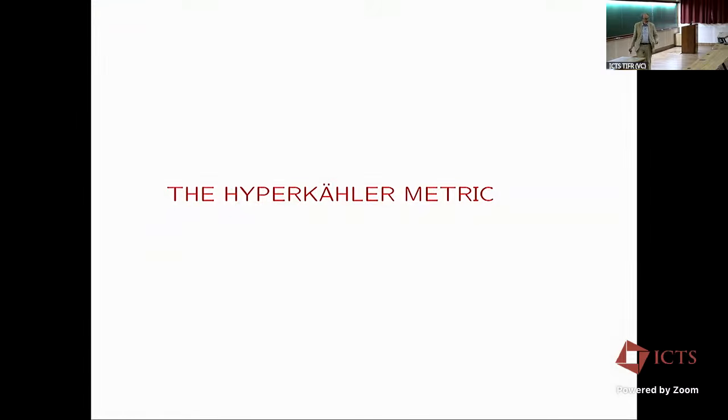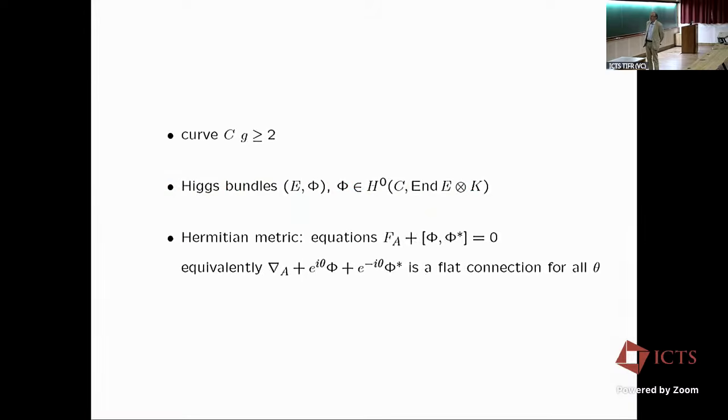basic interest in Higgs bundles. At least this original interest was the hyperkähler metric. And let me set the scene. So we have the usual situation of a curve of genus bigger than 2, Higgs bundles. So a Higgs field is a section of the endomorphism bundle twisted with the canonical bundle. And we've got the Higgs bundle equations here, which you can equivalently state as being that this expression here is a flat connection for all theta. In other words, if you look at the flatness condition for this and look at the individual Fourier components, then you get the holomorphicity of phi and this equation here.